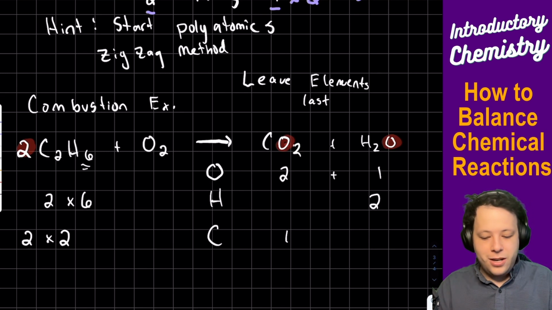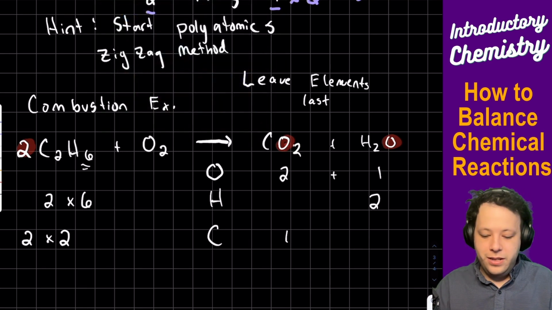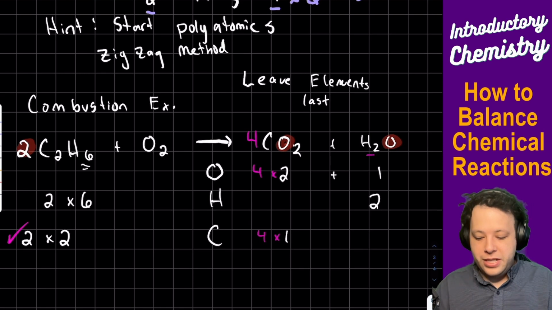Okay, let's start with the carbons first. Carbon is always a good one to start with. So I have 4 on the left, I need 4 on the right. So when we do that, we now have a total of 8 oxygens plus 1, so 9, and 4 carbons. Carbons are balanced.